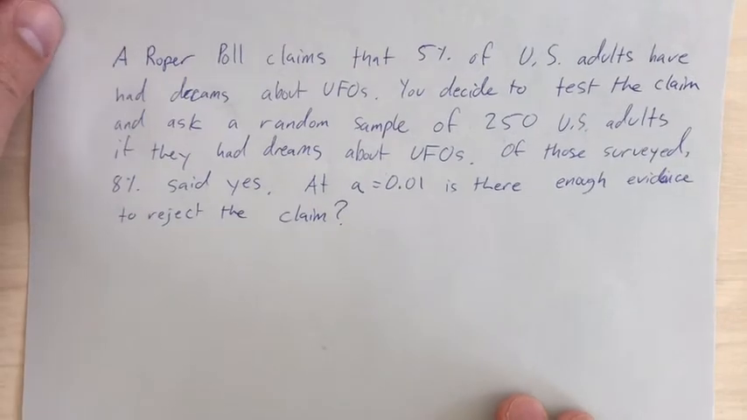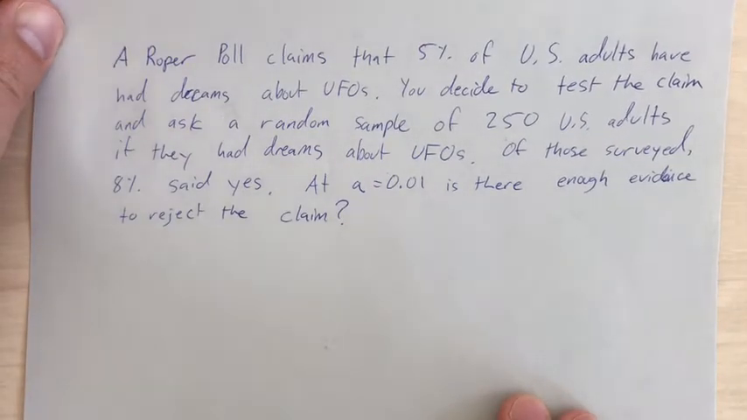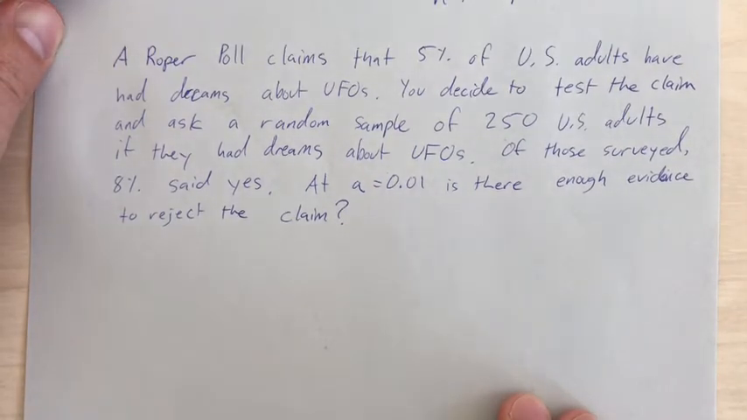Here we go. So a Roper poll claims that 5% of U.S. adults have had dreams about UFOs. Weird. You decide to test the claim and ask a random sample of 250 U.S. adults if they have had dreams about UFOs. Of those surveyed, 8% said yes. At a level of significance of 0.01, is there enough evidence to reject the claim?